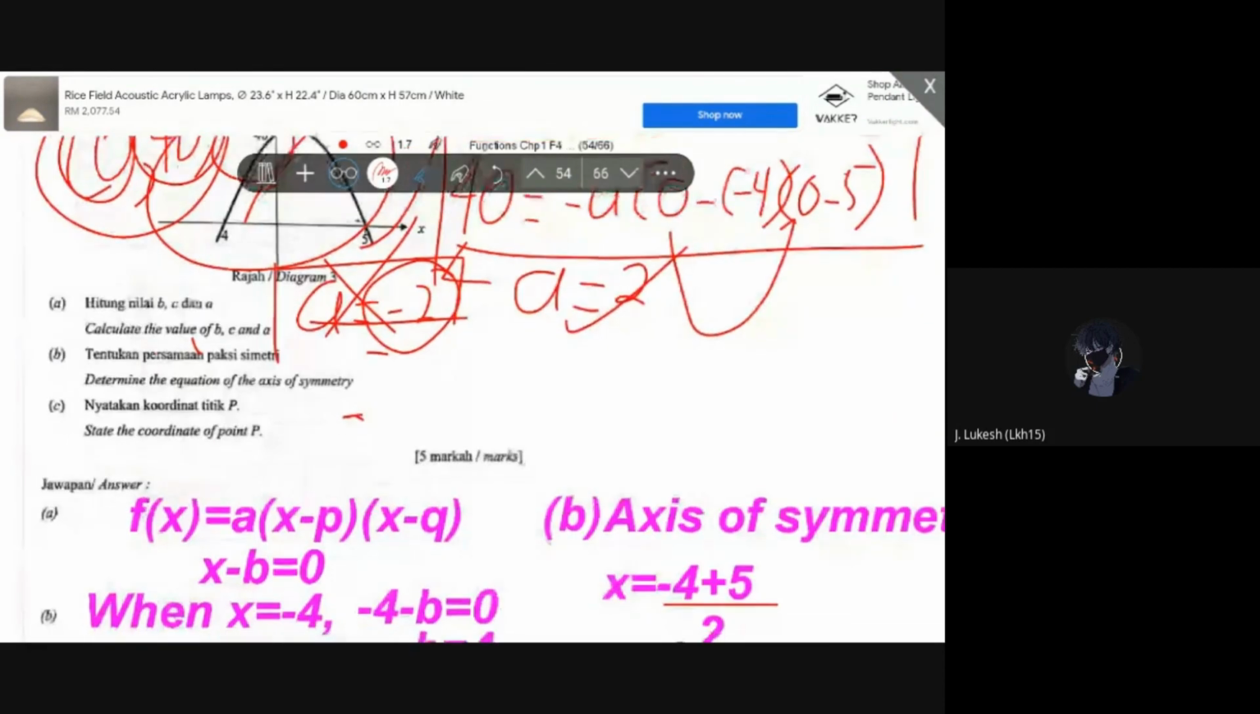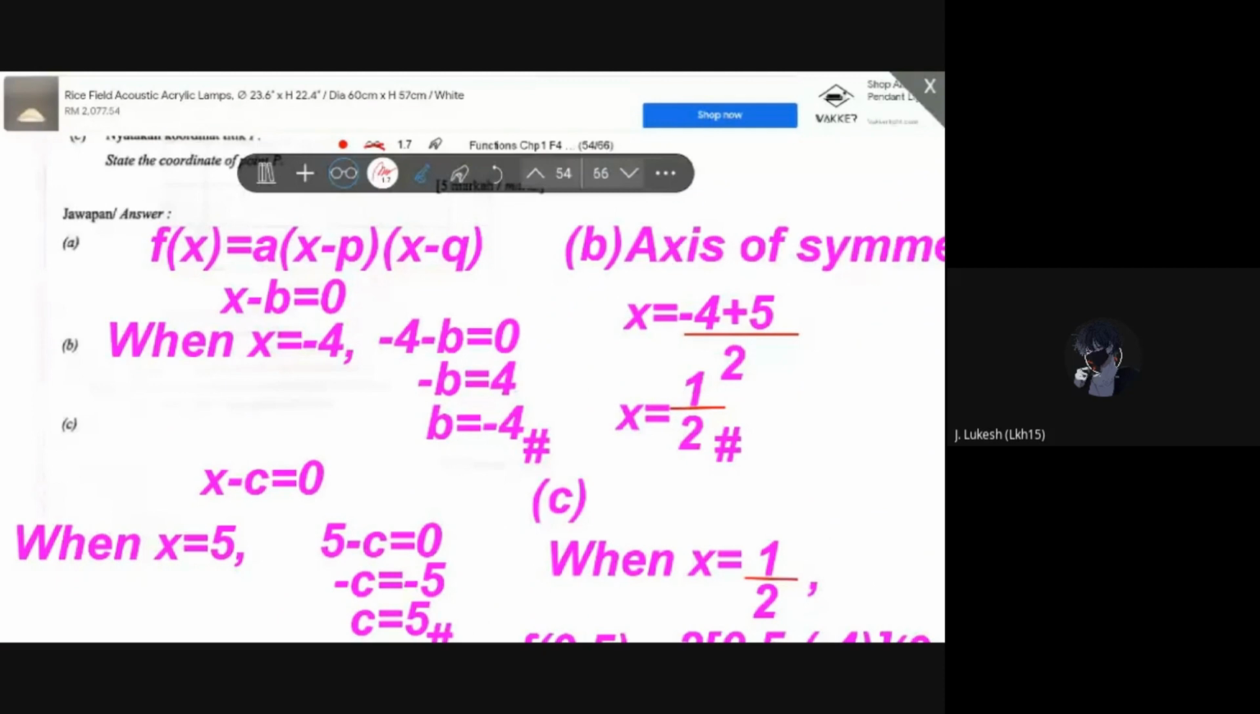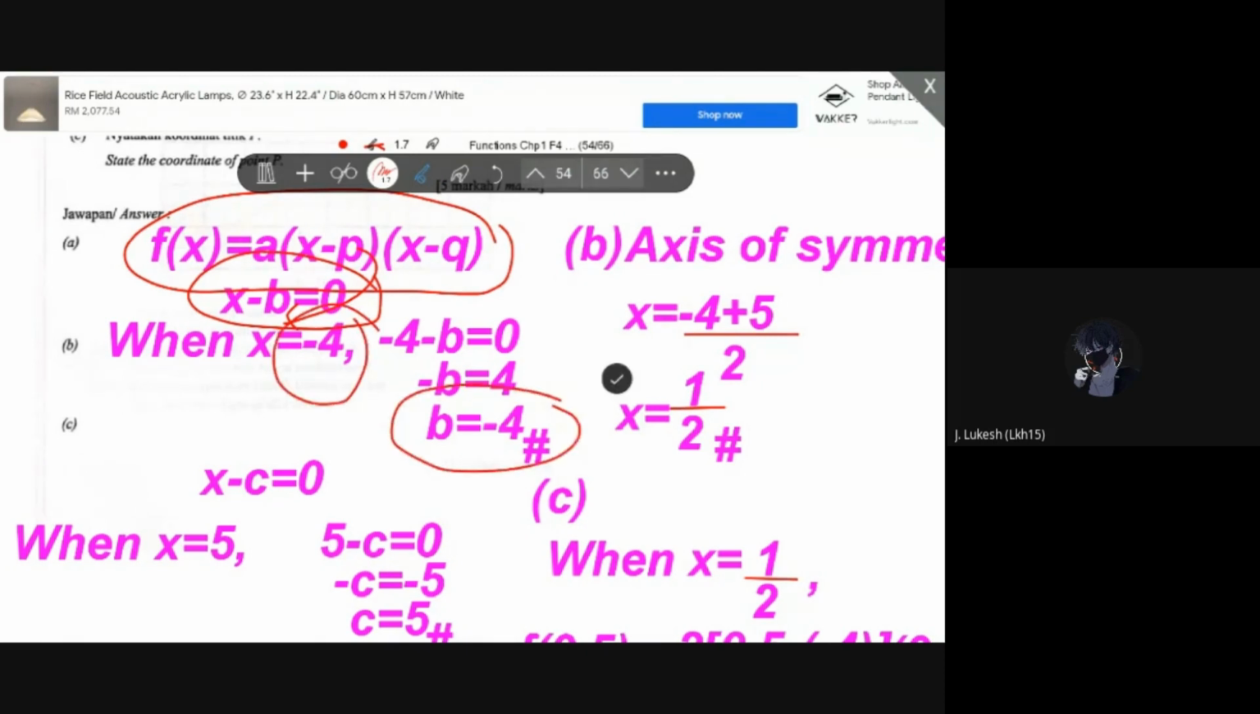Saya tunjuk working saya. Okay, so first of all, saya explain dulu. So this is your equation, okay? Saya salin balik saja dari soalan. So first, kamu kena buat assumption yang ni. X minus B equals zero. So, B yang P tu ialah B saya lah, indirectly, okay? So, boleh gantikan nilai. When X is negative 4, kamu akan dapat B sama dengan negative 4. So, boleh faham sampai ni? Jangan tengok lain dulu. Sampai nilai B, boleh faham tak?